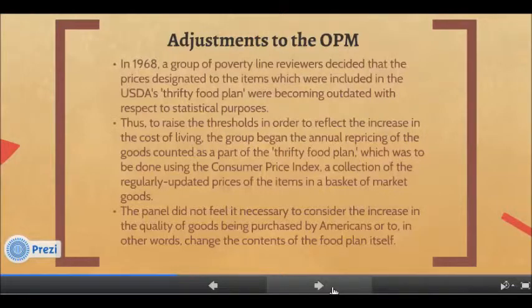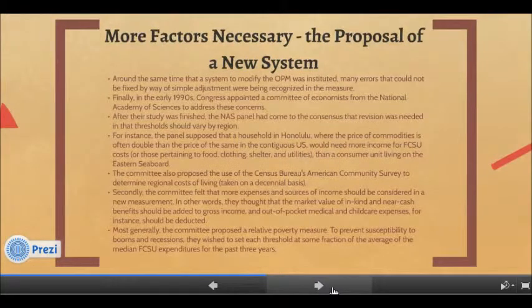To give a specific example of this change in cost, the $3,100 threshold value from 1969, in dollars adjusted for inflation as of 1998, was equivalent to $16,700.